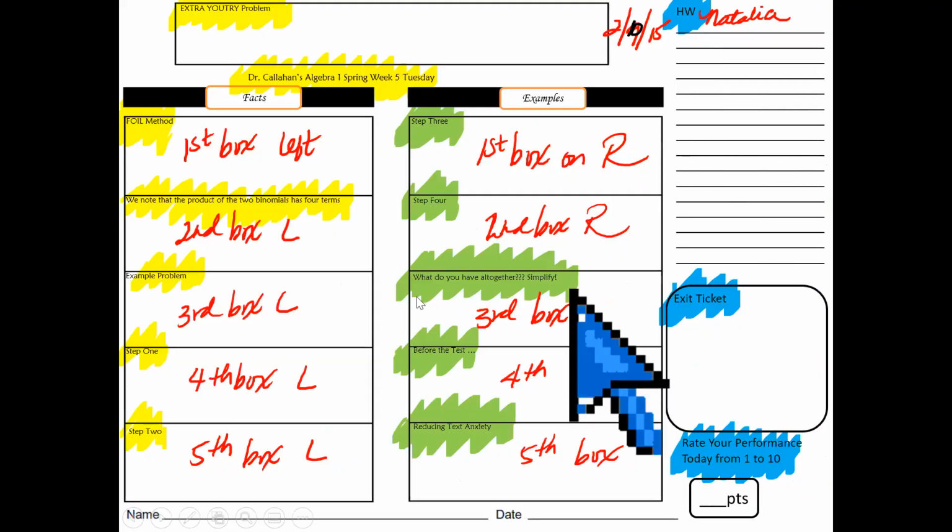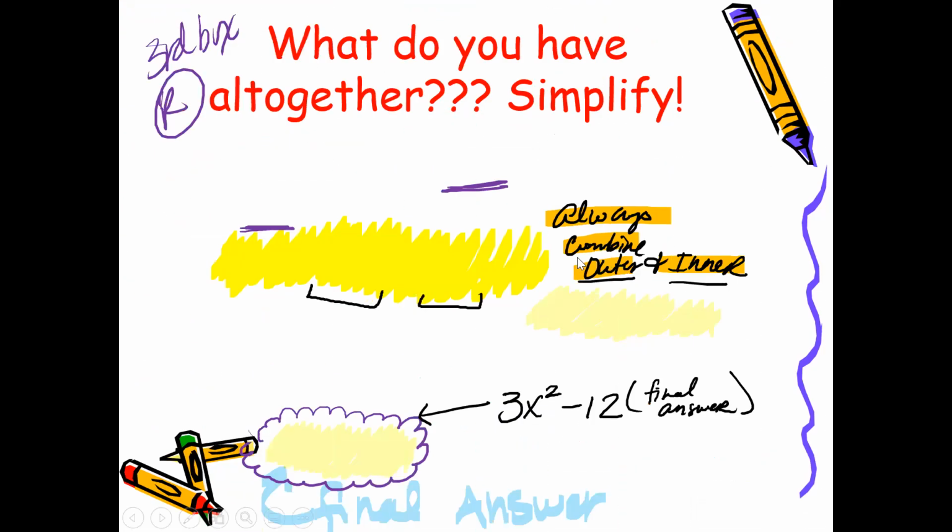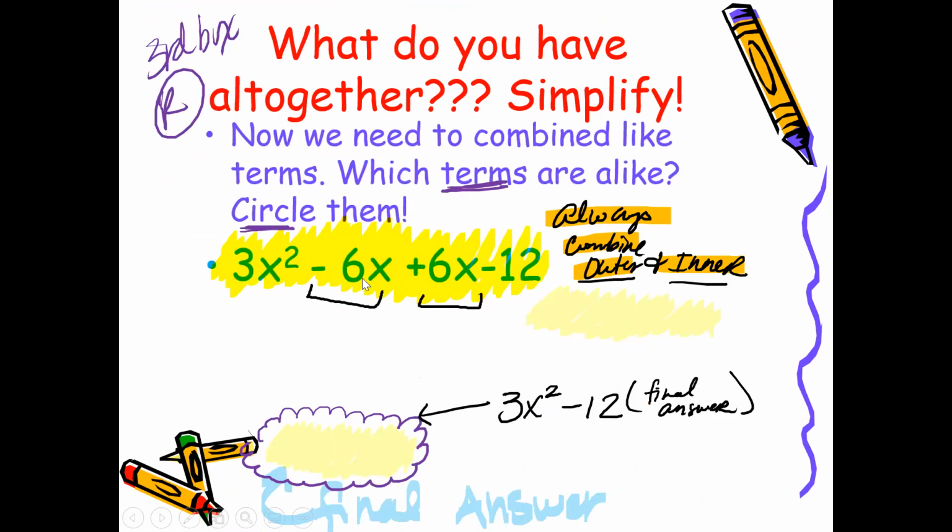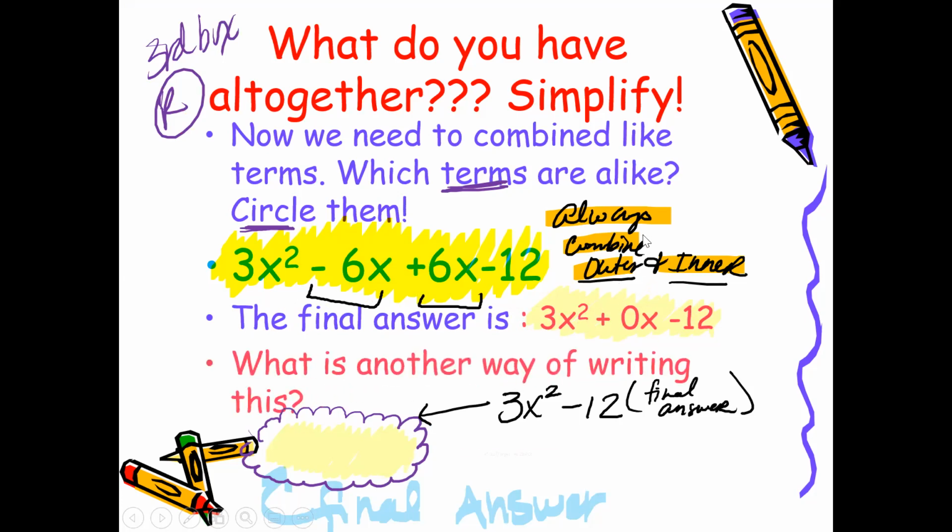Now going to the next box. What do you have all together? Let's combine the outer and the inner. Looking at the outer and the inner, you have a positive 6x and a negative 6x. You can cancel that. So your final answer is just going to be 3x squared minus 12. You don't need to put down the 0x.